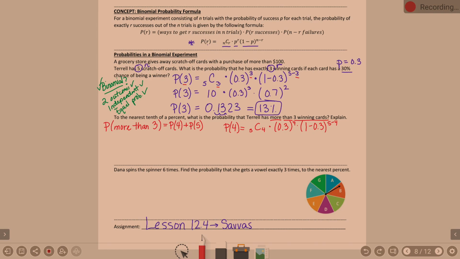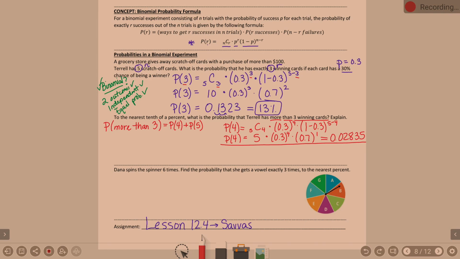Okay, I'm going to clean that up. 5C4 is 5 when you put it in the calculator. 0.3 to the 4th, I'll plug in a moment. And 1 minus 0.3 is going to be 0.7 to the 1st. I have a calculator answer of 0.02835. Practice on your calculator, okay? Now that's the probability of getting a 4. I'll change it to a percent in the end.